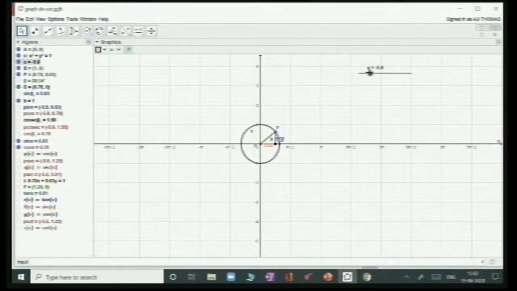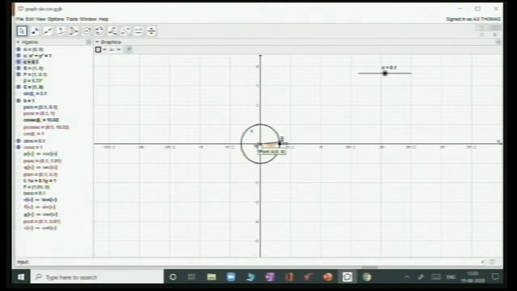So let me bring the cursor to 0 now. Let us start from 0. Okay, so it is 0 now. Now I am going to plot the point. So at alpha equals 0, what is sine? Because cosec is defined in terms of sine, it is the reciprocal of sine. Sine is 0. So this means that at alpha equals 0, cosec will not be defined.